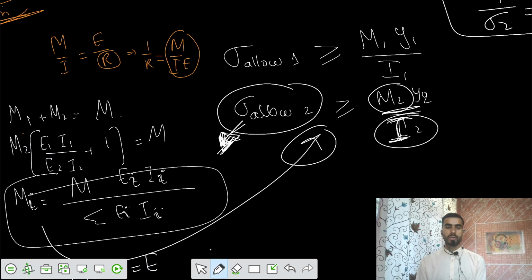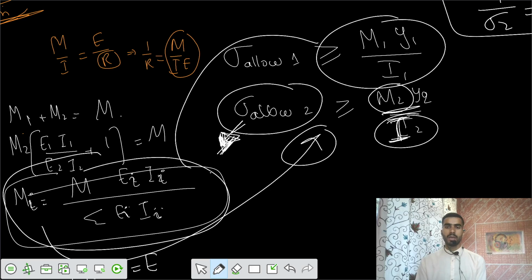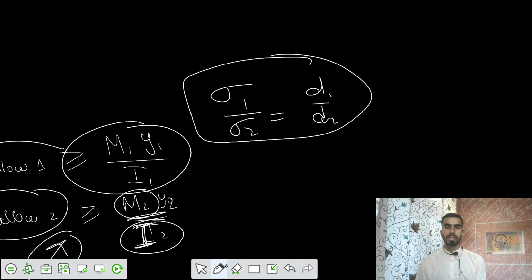From this equation, if you combine these two equations, one is this and the next one is this one. If you say that E1 equals E2, you would get this relation: stress in 1 by stress in 2 equals d1 by d2.